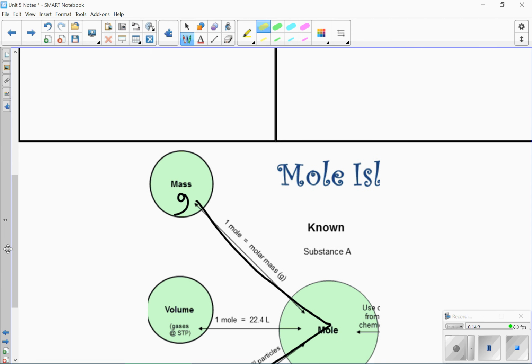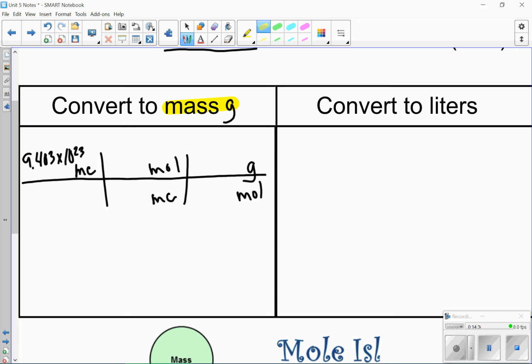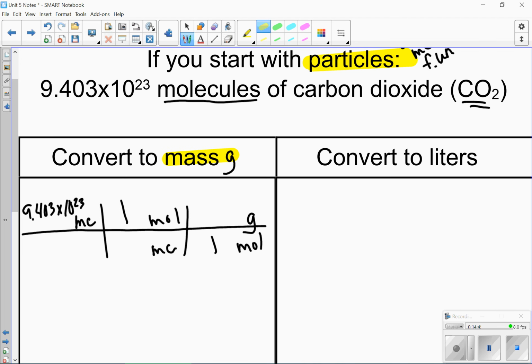So I made it to Mole Island. I want to keep going and I want to get to grams. That becomes the final unit. Now you can put in your numbers. Always 1 with the mole. Grams needs the molar mass. Again, it's the same compound we've been using, so it's the same molar mass of 44.